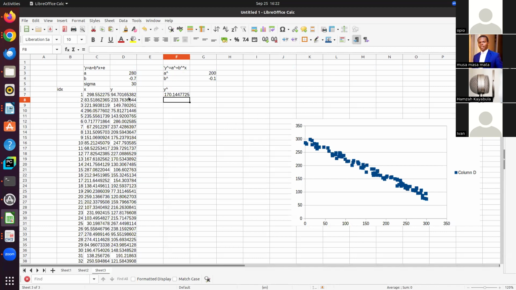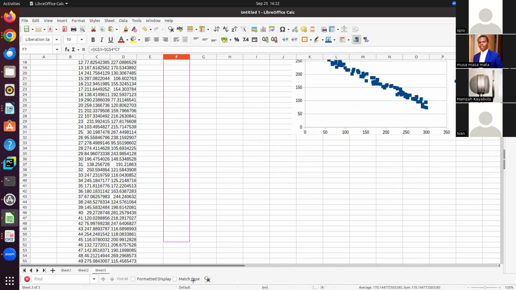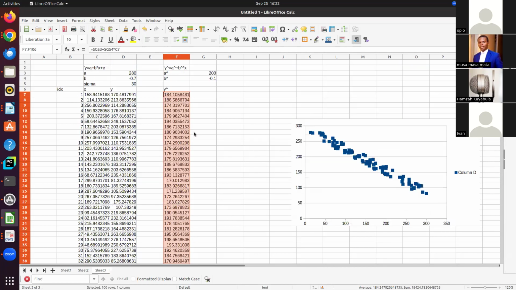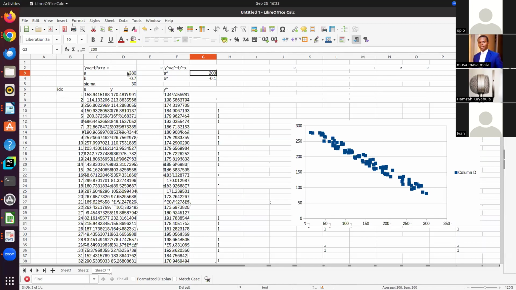By the way, now I'm going to take this for all the 100 points. Everybody knows we didn't add any noise, so this is going to be a straight line. Fair enough? This is going to be a straight line, but this one is not going to be very close. By the way, this is 200. The real one is 280. This is only minus 0.1. Let me show you what this means.